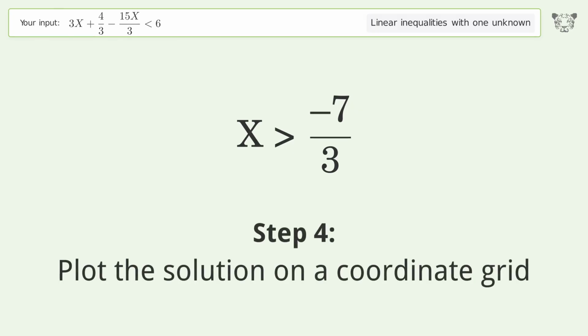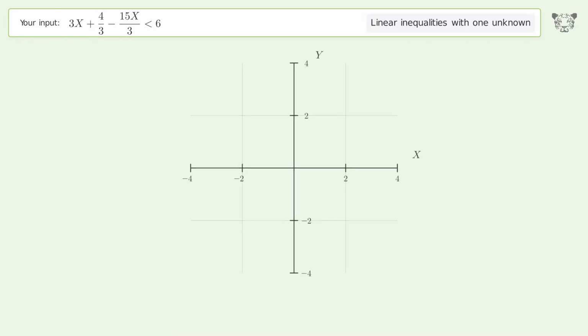Plot the solution on a coordinate grid. And so the final result is x greater than -7/3, greater than -21/3.